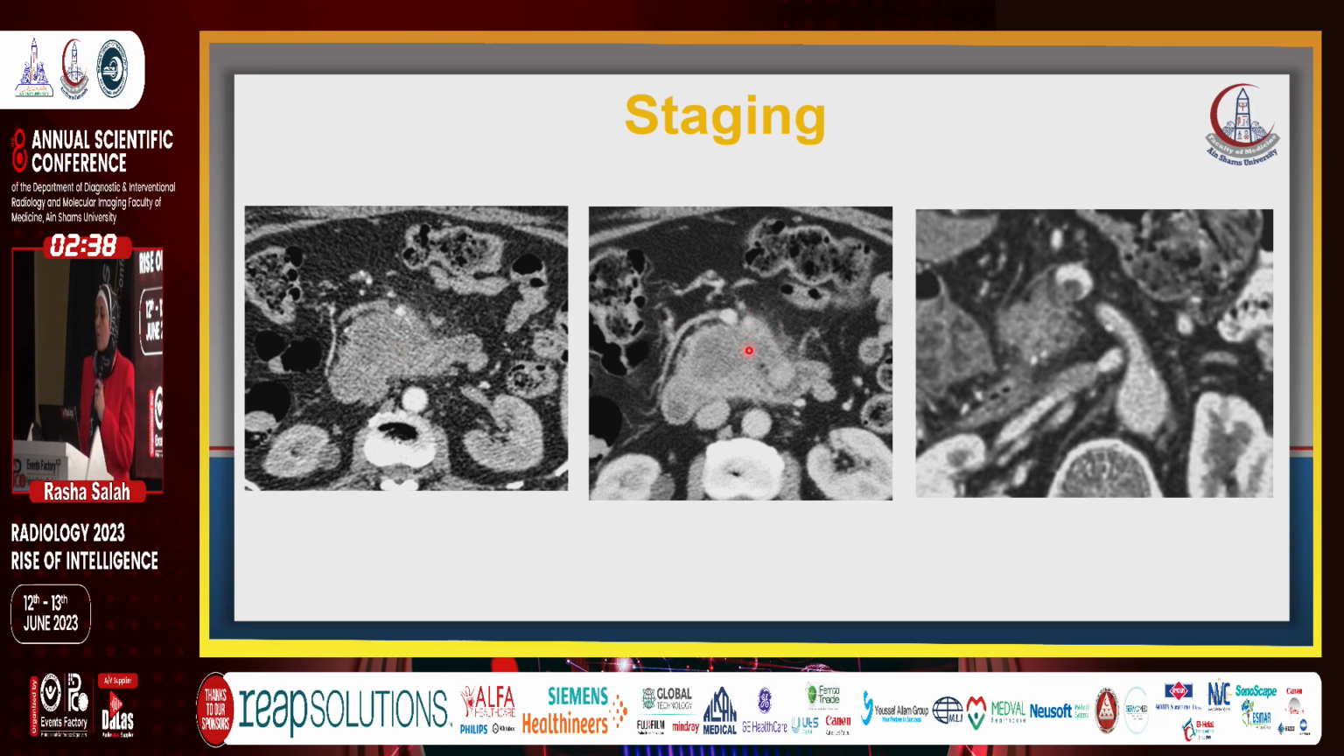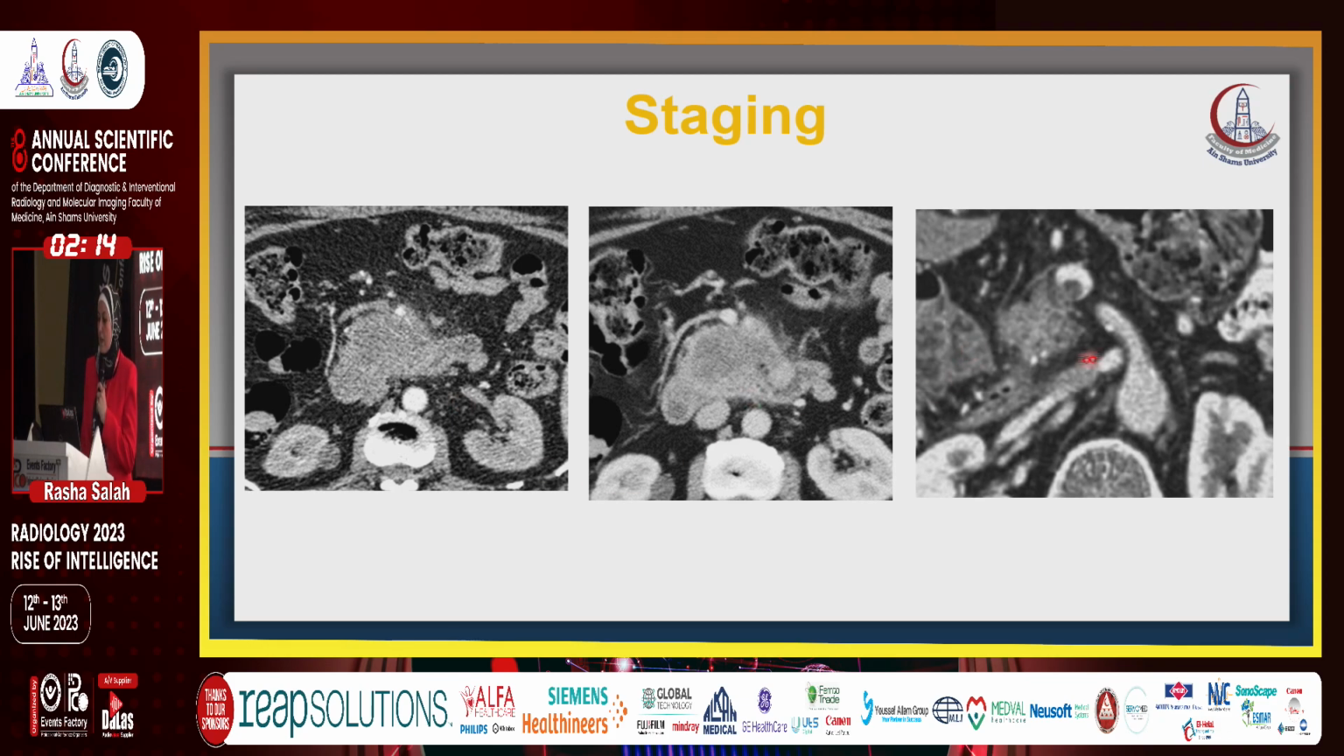This is the vein, which is not in contact with the tumor, and there is a completely clear fat plane between the vein and the tumor. But the artery being completely encased by the tumor makes the surgery more difficult to perform. So the arterial involvement is more important than the venous involvement regarding the surgical plan.